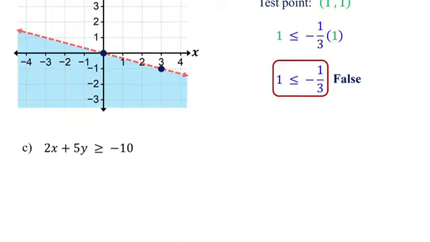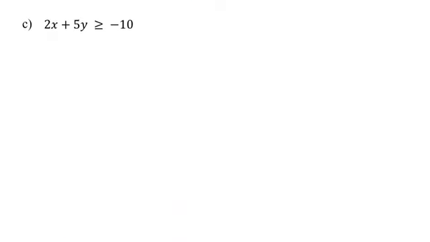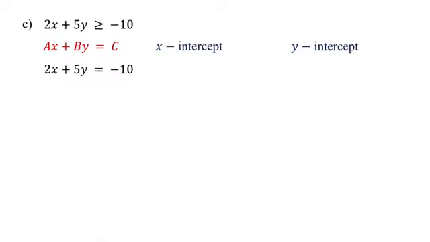Now let's move on to an example where the inequality is in standard form. As always, first graph the boundary line. Replace the inequality sign with an equal sign. This equation is in standard form. The easiest way to graph an equation in this form is to use the x and y intercepts. So, we start by finding the intercepts.